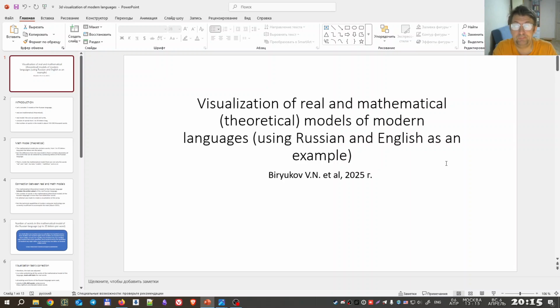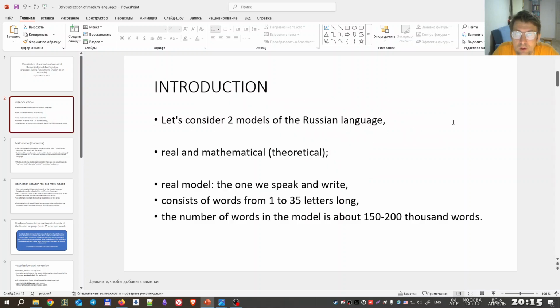My name is Vladimir, and I will just describe it to you slide by slide. Okay, so first, let's talk about the language, and let's compare our real language with theoretical language. Real language is the language we are speaking right now. Let's talk about Russian.